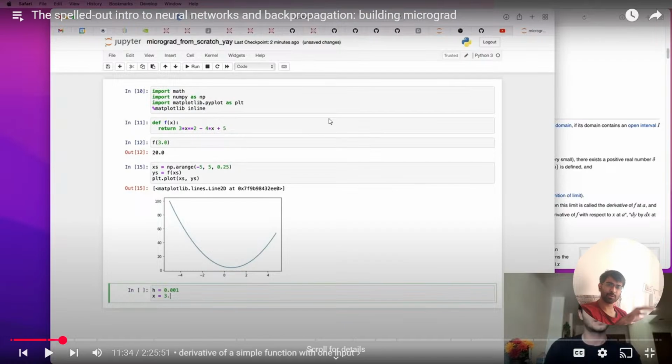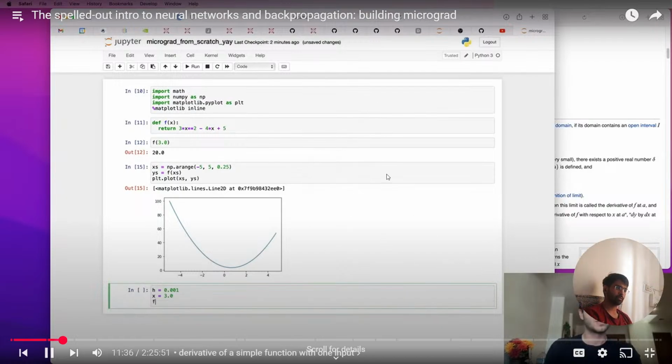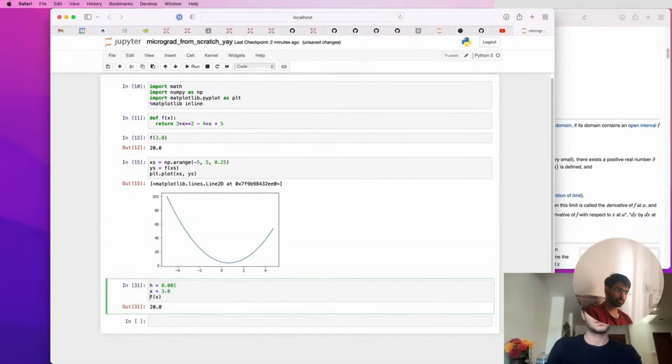This is the episode in which we'll dive deeper, go very deep, and get to the crux of what it actually means. Let's say we're interested in the point 3.0. So we can look at f of x, of course, as 20. And now f of x plus h. If we slightly nudge x in a positive direction, how is the function going to respond? Do you expect f of x plus h to be slightly greater than 20, or slightly lower than 20?